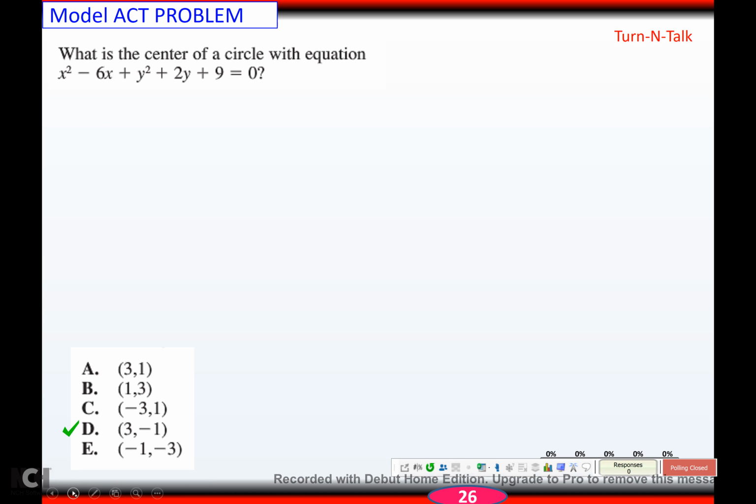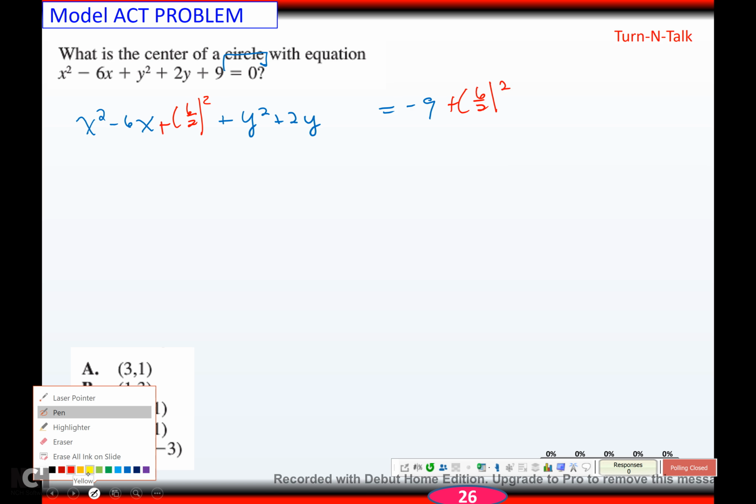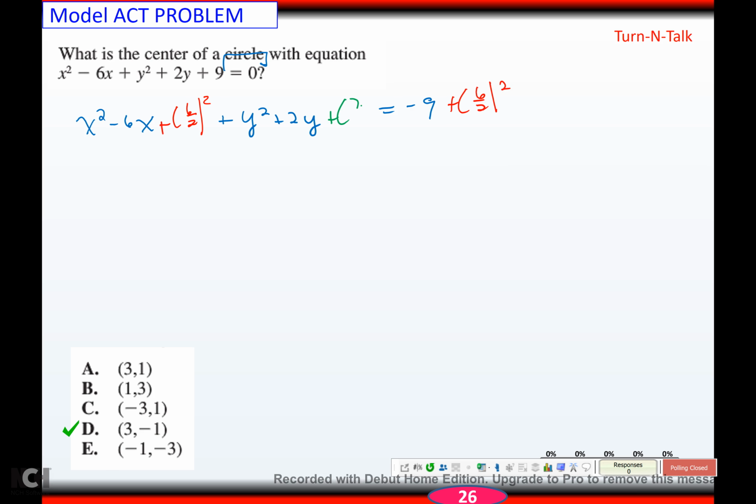Hopefully you got D. They want the center of this circle. Well, I've got to get it looking like a circle first. So I'm going to split my x group from my y group, leave some room, and then my constant moves to the other side, which changes the sign. So now I've got to complete the square on x, which means I'm going to add half of 6 squared, but I got to do it to both sides. And to complete the square on y, I'm going to add half of 2 squared to both sides.